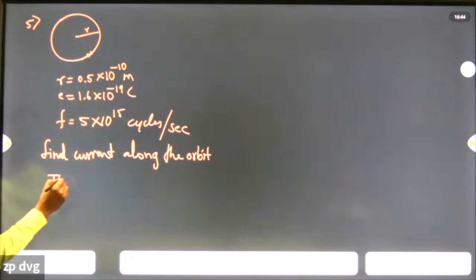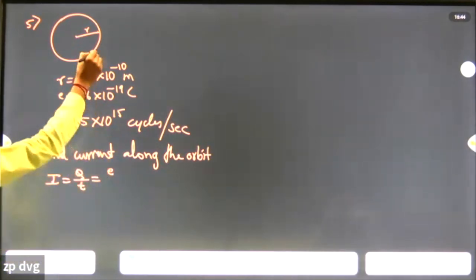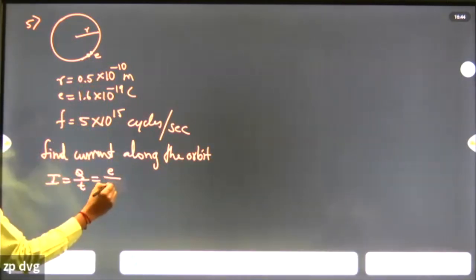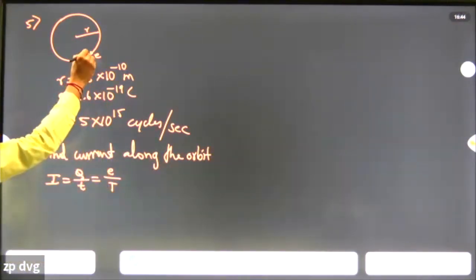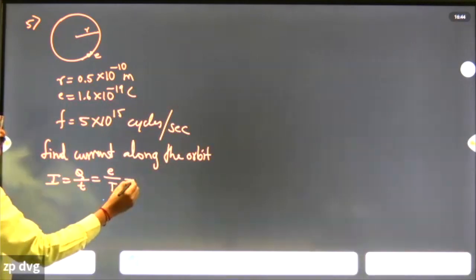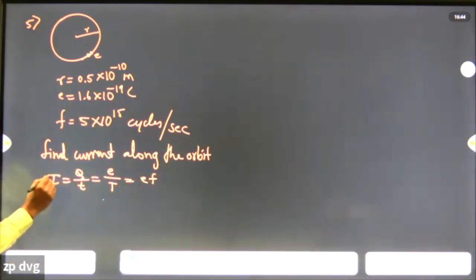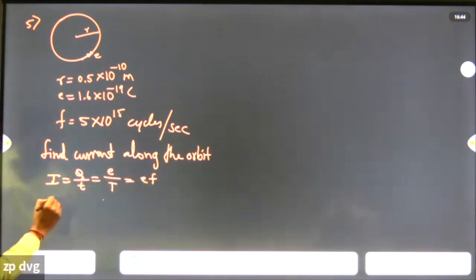So the current produced is given by, as we already discussed, I equals q by t. Here q is the charge of the electron, and the time it takes to come across this point once again is called the time period. The reciprocal of the time period is called the frequency. So we have e into f. So current I is equal to electronic charge into frequency.